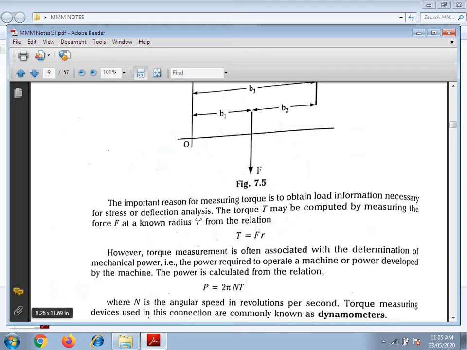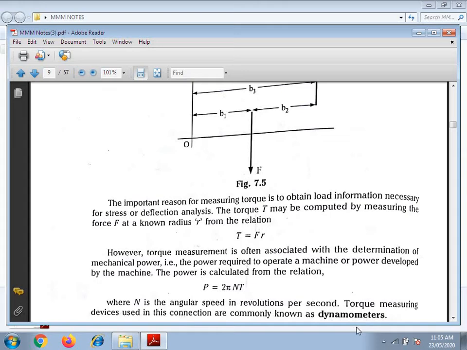Here n is angular speed in revolutions per second. Torque measuring devices used in this connection are commonly known as dynamometers. These dynamometers, as I told, are absorption dynamometers, driving dynamometers, and transmission dynamometers.